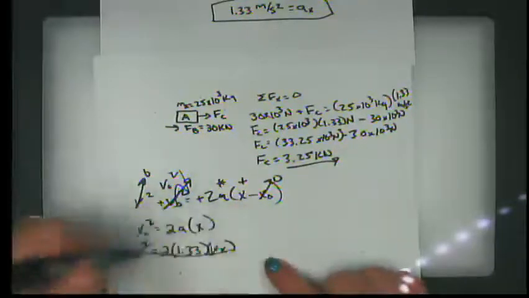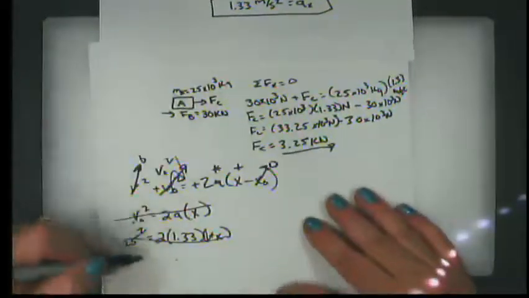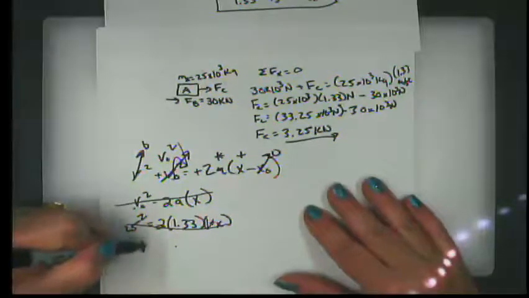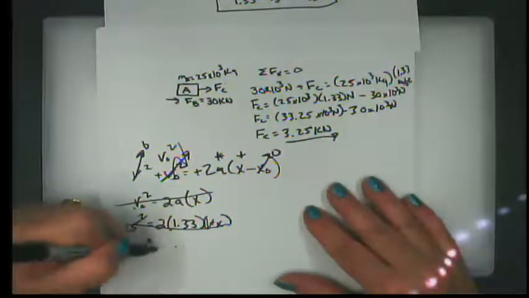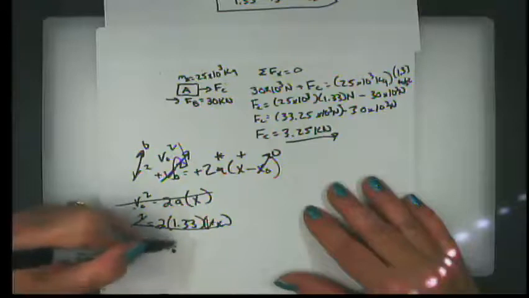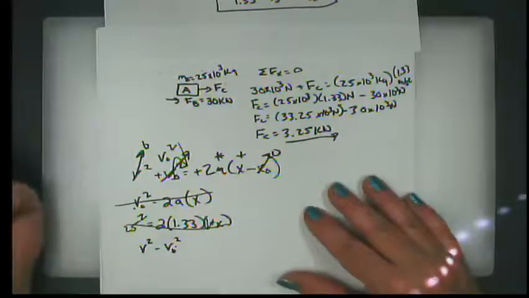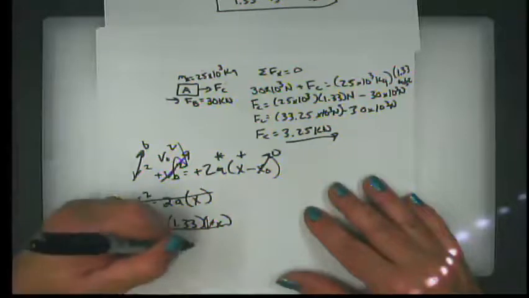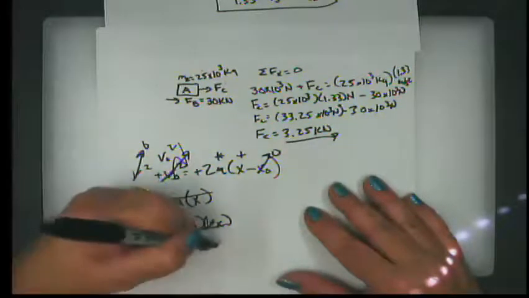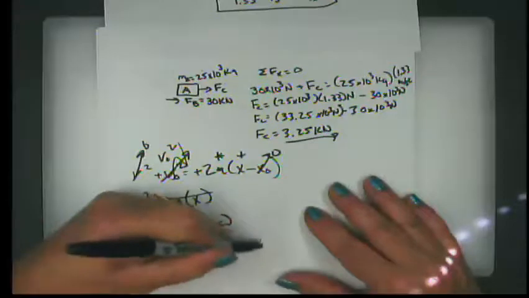No, I don't like it. I liked it the original way I set up. All right, so let me just rewrite this. I have v squared minus v sub 0 squared. That's where I'm going to get this. This is where my sign's going to come from. Equals 2a times x minus x0.